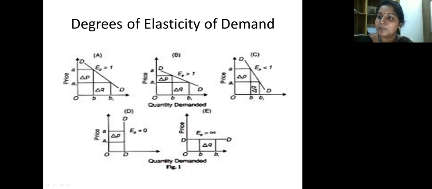So relatively inelastic means what? A 40% change in price brings a 20% change in quantity demanded. I am changing the price by a larger proportion, but the quantity demanded changes only by a smaller proportion. So it is relatively inelastic. Less change means inelastic, more change means more elastic. So there are five concepts: relatively elastic, relatively inelastic, unitary elastic, perfectly inelastic, and perfectly elastic. It is based on the proportional change in the price and the quantity demanded.